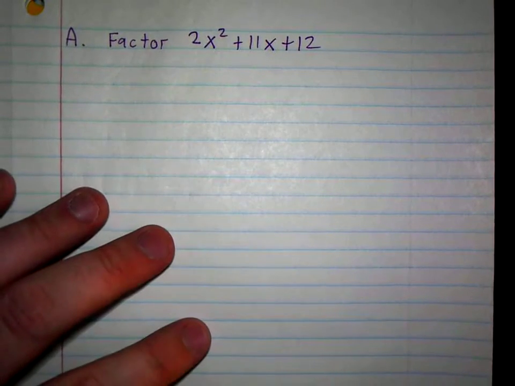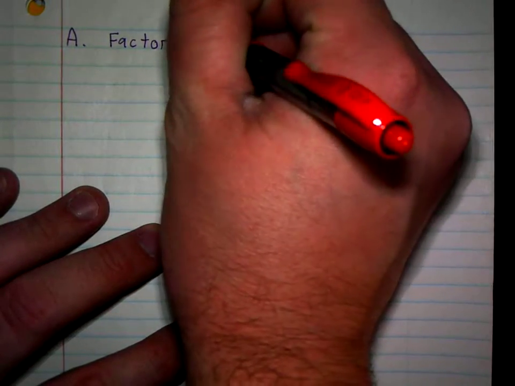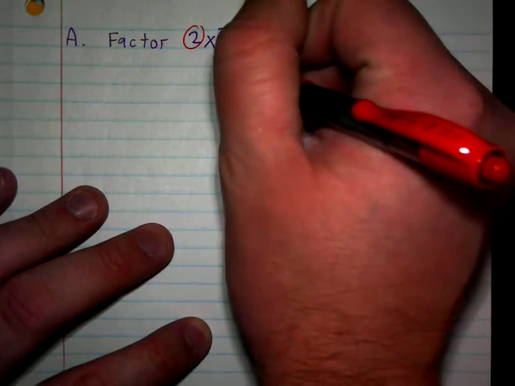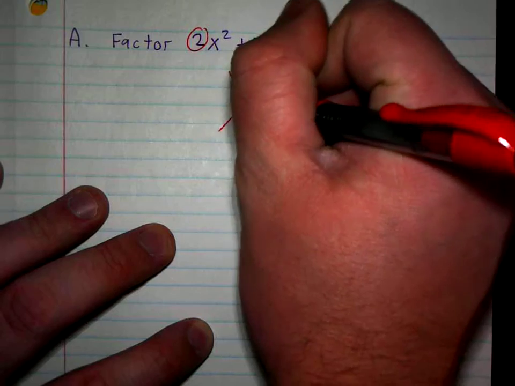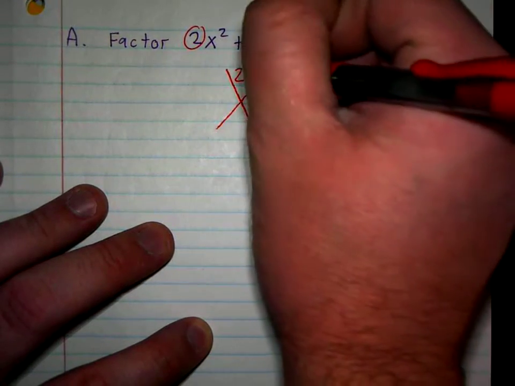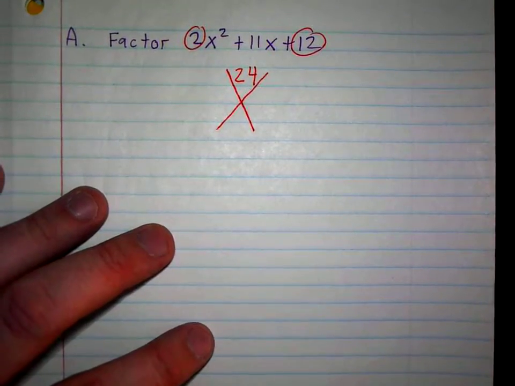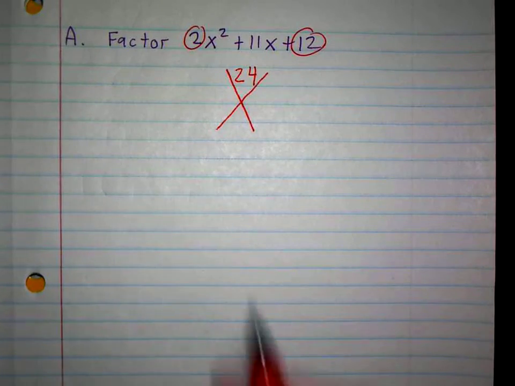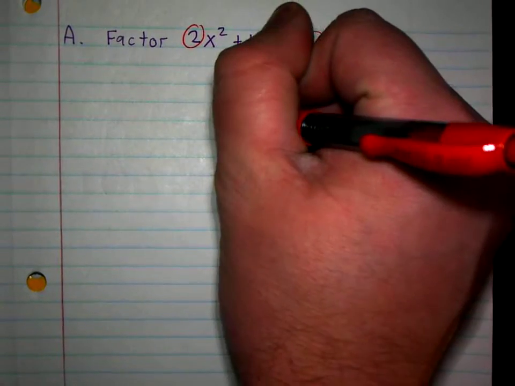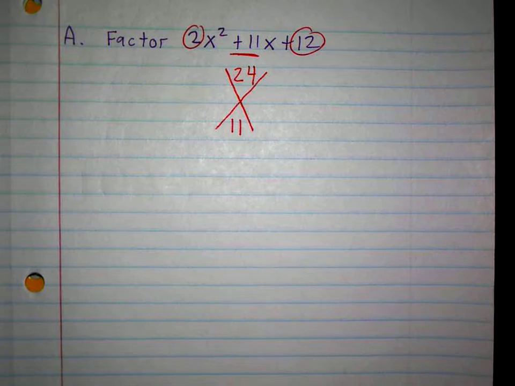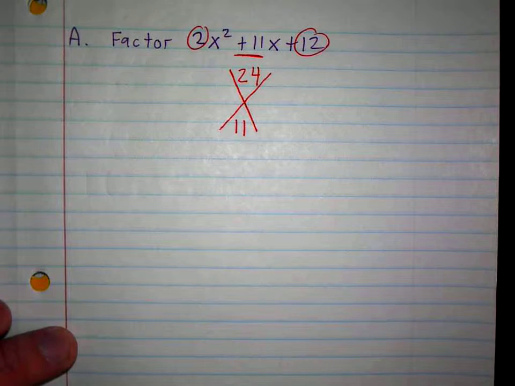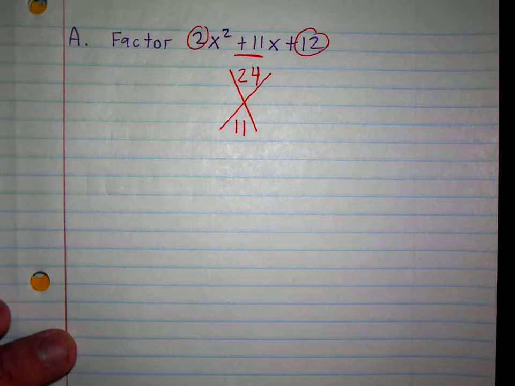You take this number times this number, and you put it here. So 2 times 12 is 24. And then you drop down your 11. Ask yourself, what two numbers multiply to 24 but add to 11? 3 and 8.